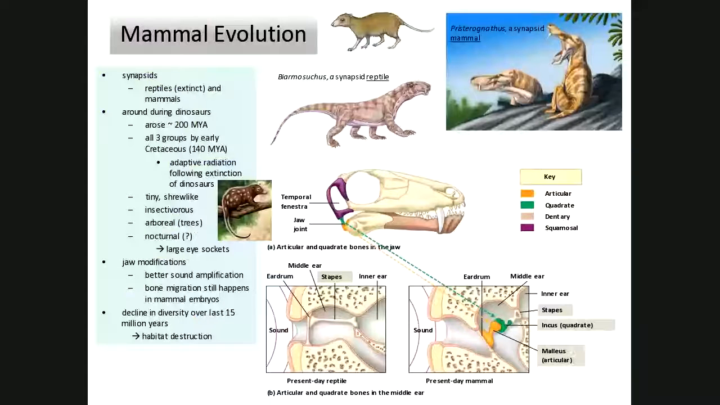Okay, so back to mammal evolution, kind of picking up where we left off with the reptiles. So we got these synapsid extinct reptiles. There are synapsid reptiles that have gone extinct. And then in this group of the synapsids, there are these things that led up to, and eventually we have, the mammals. And all this happened during the dinosaurs.